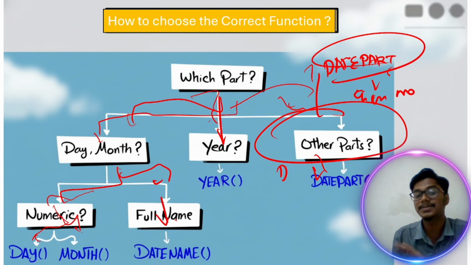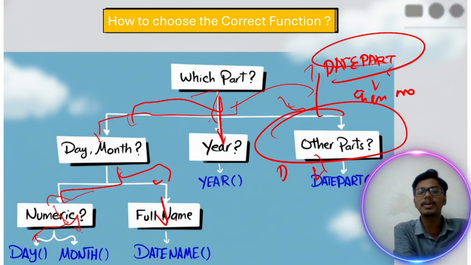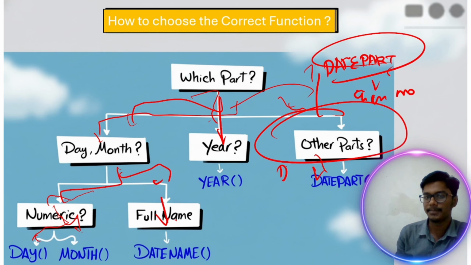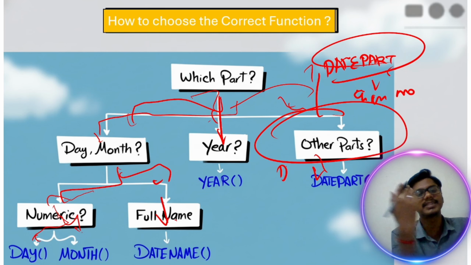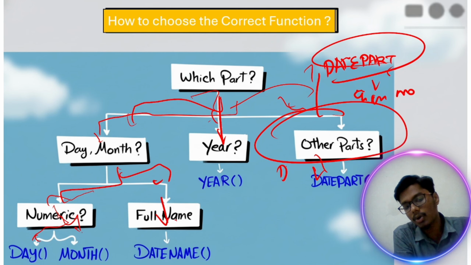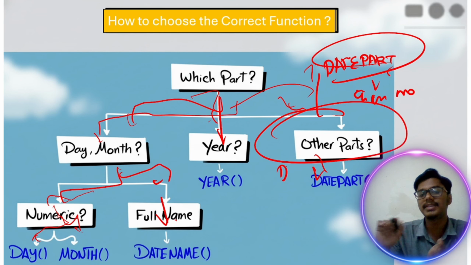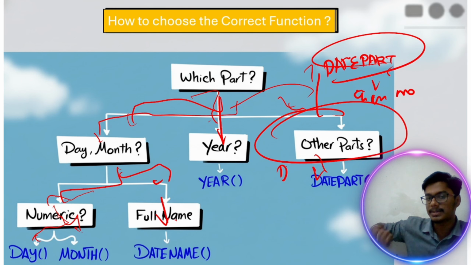Every answer comes with many more questions, right? If you want the day and month, I want to answer some certain questions. Is it numeric, or do you want it as a full name? If your answer is numeric, just go with the day function and the month function. Whatever it may be, the day and month functions consider the output data type as an integer, right? So if you want the full name, just go with the date name function. It may be August, September, Monday.